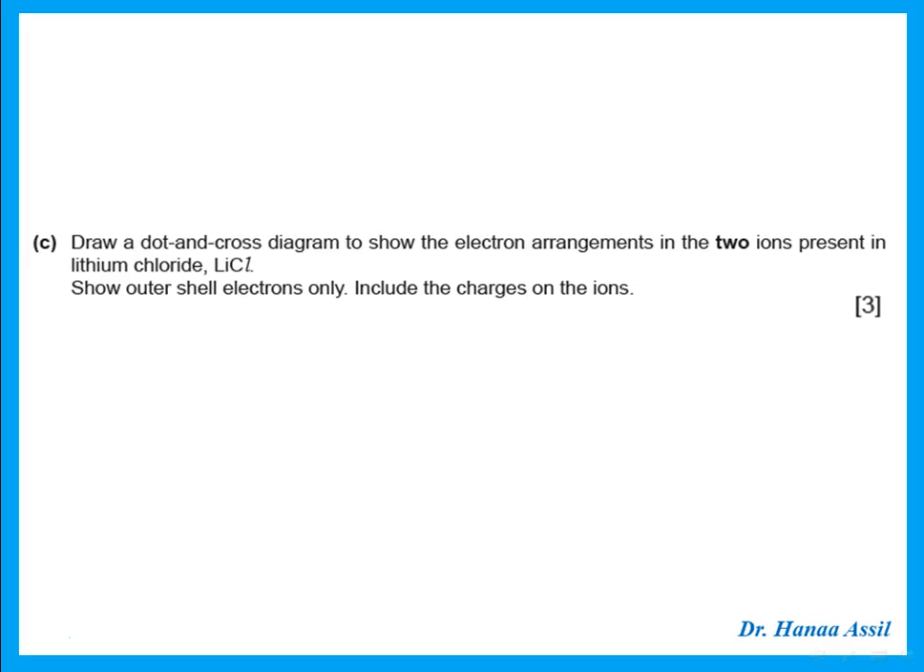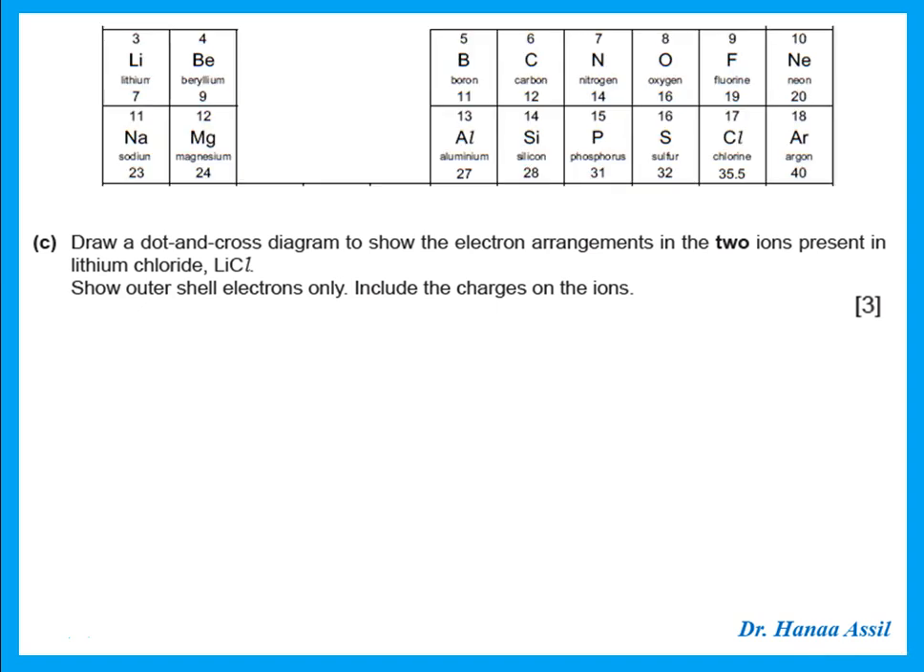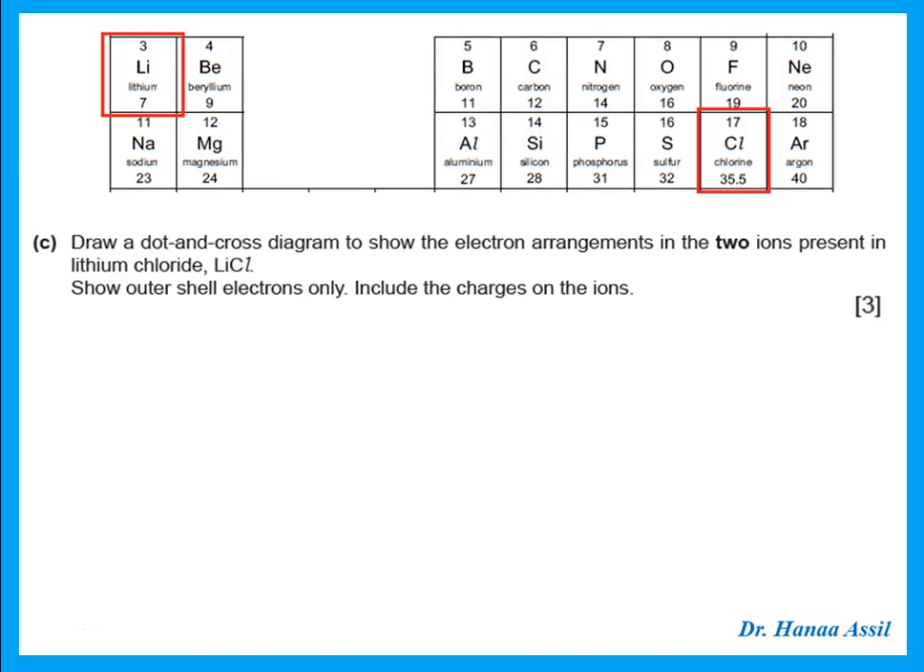Draw a dot and cross diagram to show the electron arrangements in the 2 ions present in lithium chloride. So I want to draw a dot and cross diagram for lithium chloride. The first thing you're going to ask yourself is, is this ionic or covalent? Well, when you look at the periodic table, you can see that lithium is a metal in group 1. Chlorine is a non-metal in group 7. When we have a metal with a non-metal, this is ionic. Ionic means the metal will lose electrons and become positive. The non-metal will gain electrons and become negative.